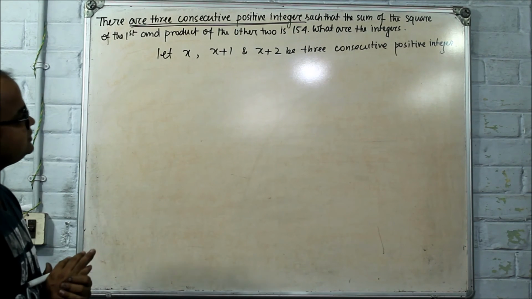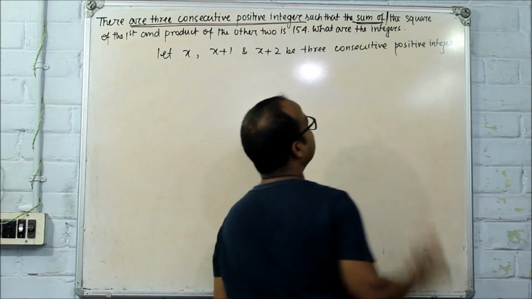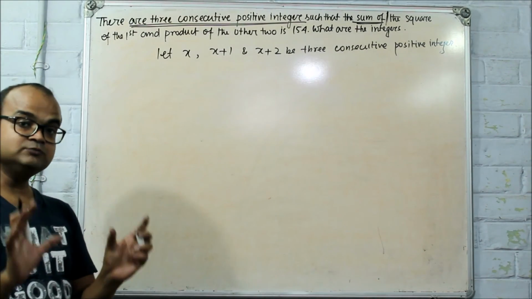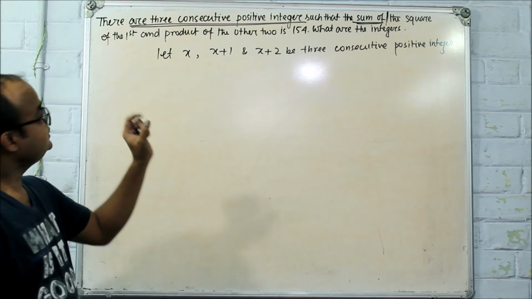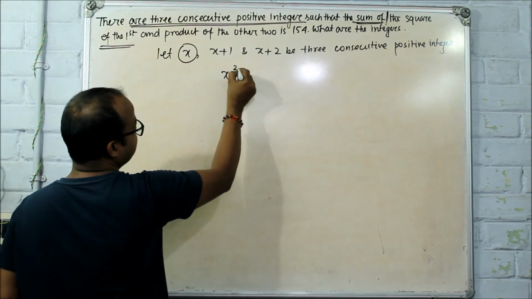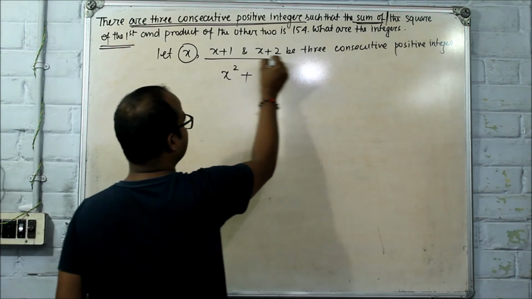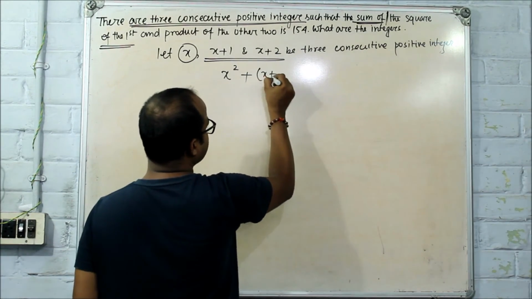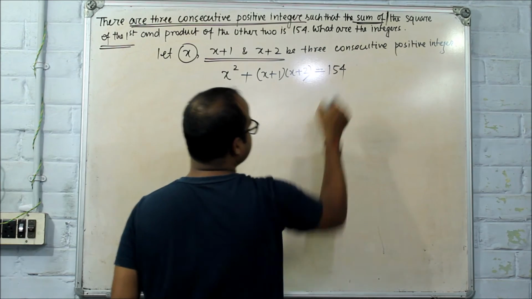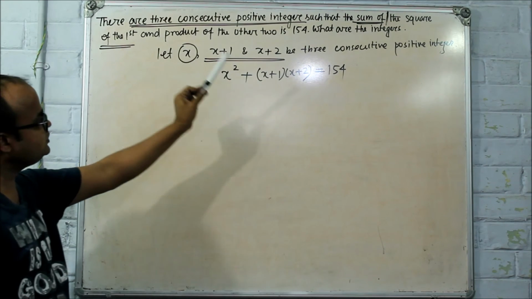Now what is the information given? The sum of what? We need two terms. The sum of the square of the first, square of the first means x square, and the product of the other two is equal to 154. Clear?